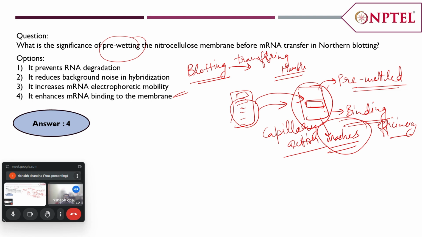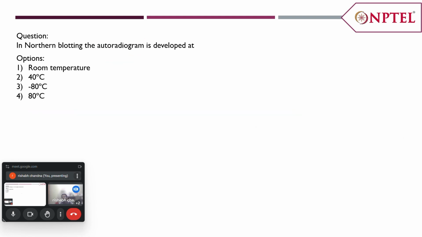Okay, if not, then we move on to the next question. In northern blotting, the autoradiogram is developed at which temperature? What can be the correct answer?